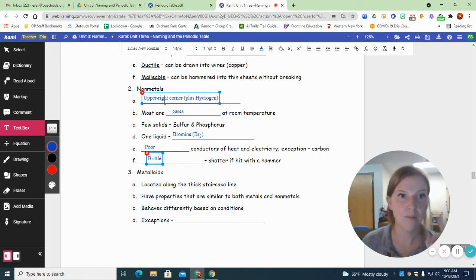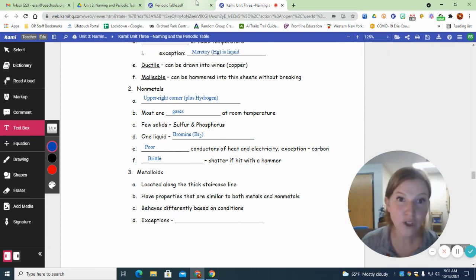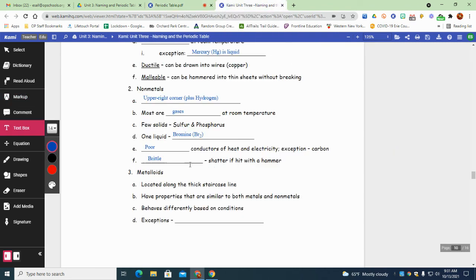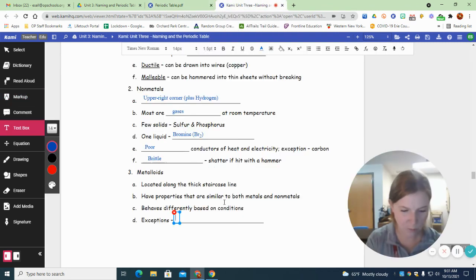So if you heat them up, they might act more like metals and be better conductors than if you cool them down. There's a short video that I'm going to have you watch after you take your notes here. It'll talk a little bit more about metalloids. They're funky. So when we're looking at that thick staircase line, you might notice there's two elements hugging the staircase that are not highlighted right now, aluminum and polonium. Those are not metalloids. Those are considered to be metals. So when we say exceptions here, that's what we're getting at.